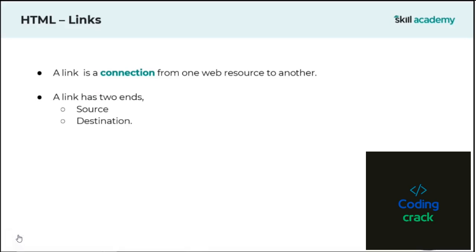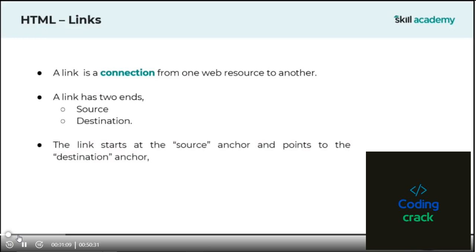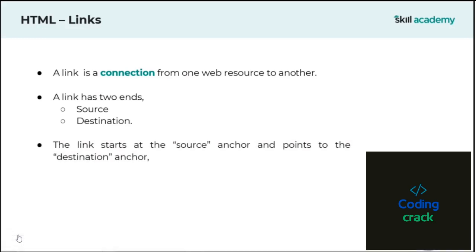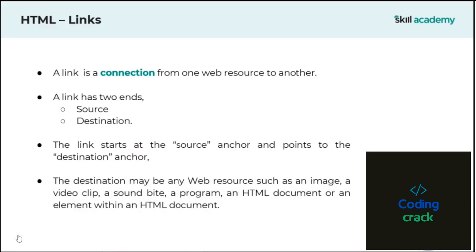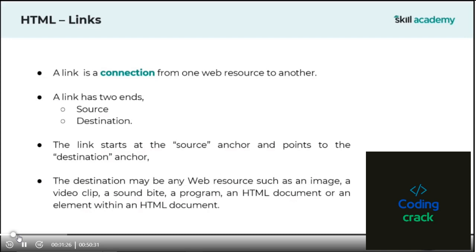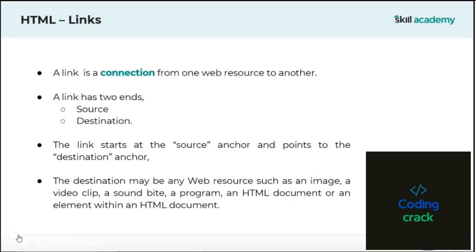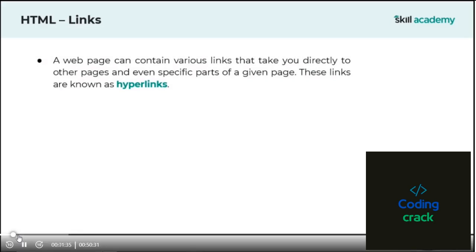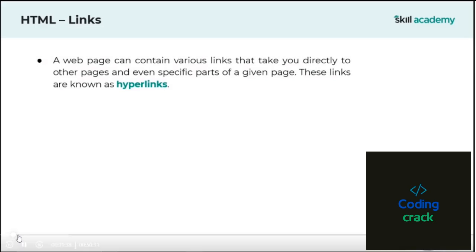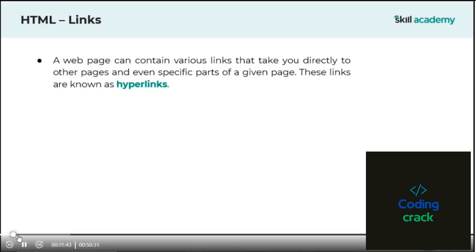So a link is a connection from one web resource to another. A link has two ends, source and destination. That means the link starts at the source anchor and points to the destination anchor. The destination may be any web resource. It can be an image, a video clip, a soundbite, a program, an HTML document, or an element within an HTML document. A web page can contain various links that take you directly to other pages and even specific parts of a given page. And these links are known as hyperlinks.